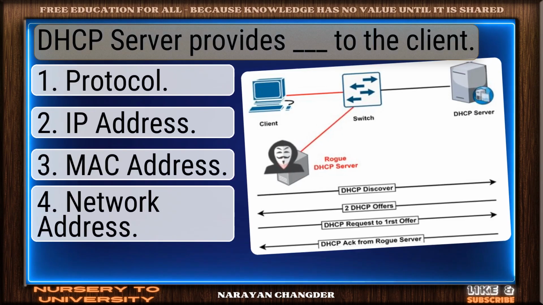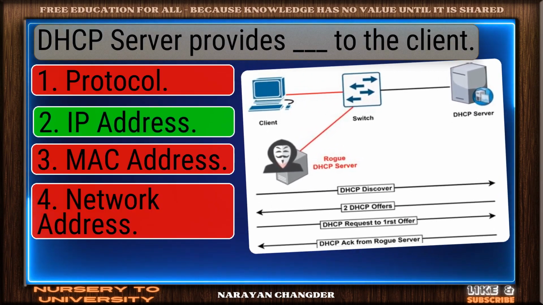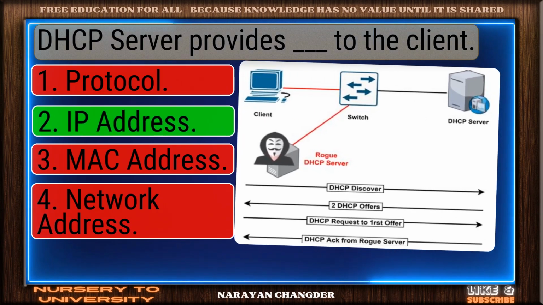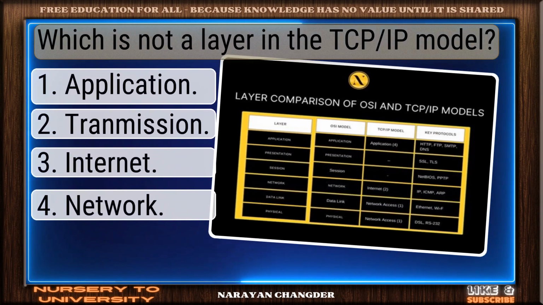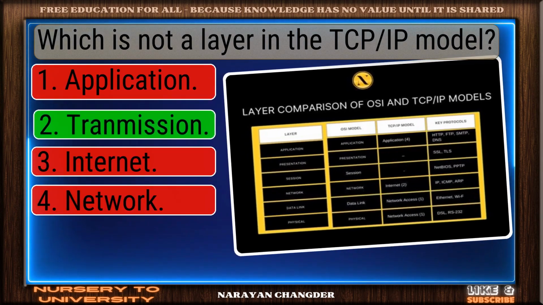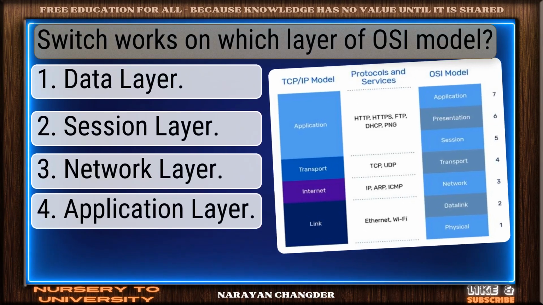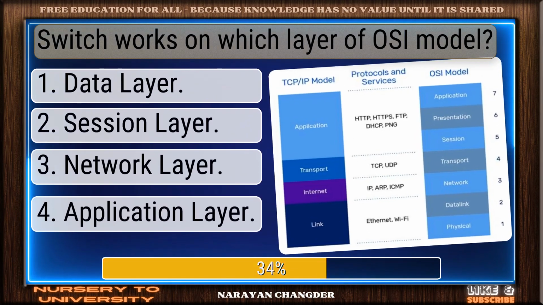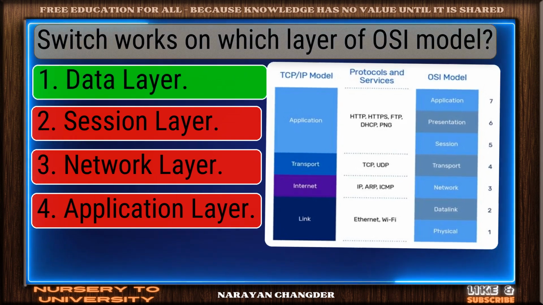DHCP server provides dash to the client. Great job. IP address is accurate. Which is not a layer in the TCP/IP model? Well picked. Transmission is correct. Switch works on which layer of OSI model? Exactly, data link layer makes sense.